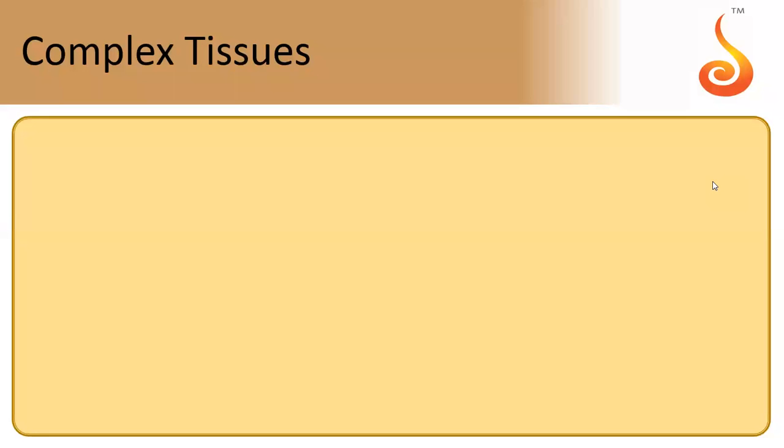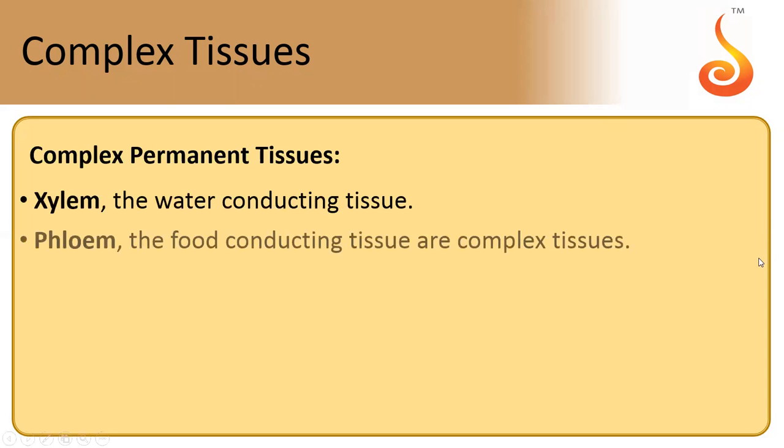Hello everyone. Now quickly let us get into complex permanent tissues. Complex permanent tissues are called so because the tissues are heterogeneous. That is, they are made up of several types of cells which are structurally and functionally different. That is why we call them complex tissues. Complex tissues are of two types, xylem and phloem.